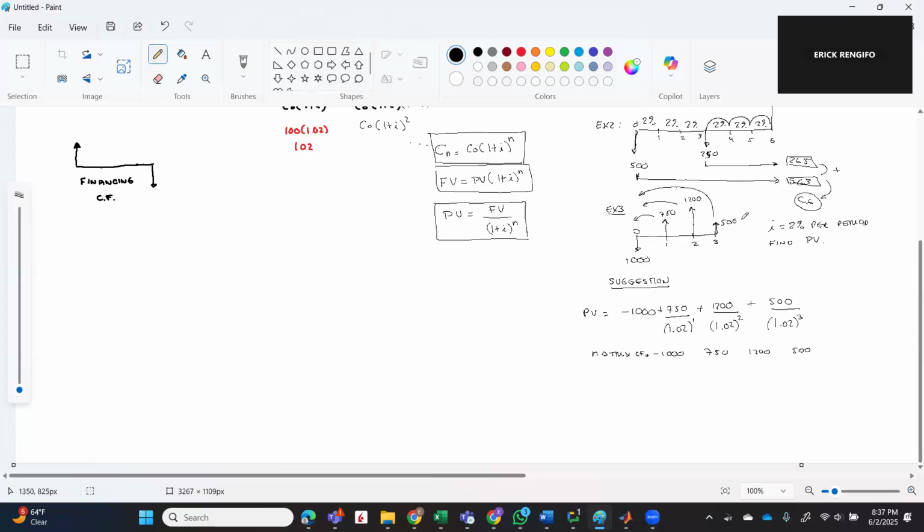What else do I need? I need my interest, right? And my interest for the first one is going to be 0, but for all these guys it's going to be 0.02, 0.02, 0.02. So here you can use your RepMath because you are replicating these values.